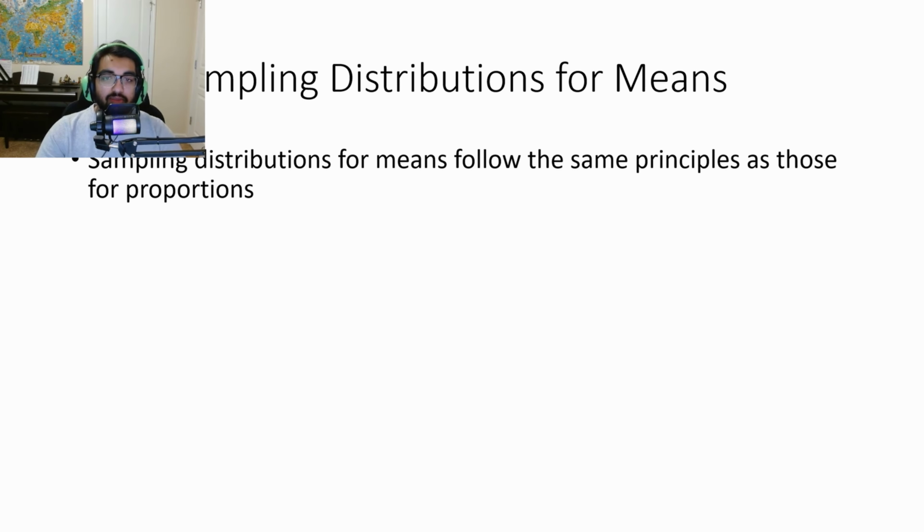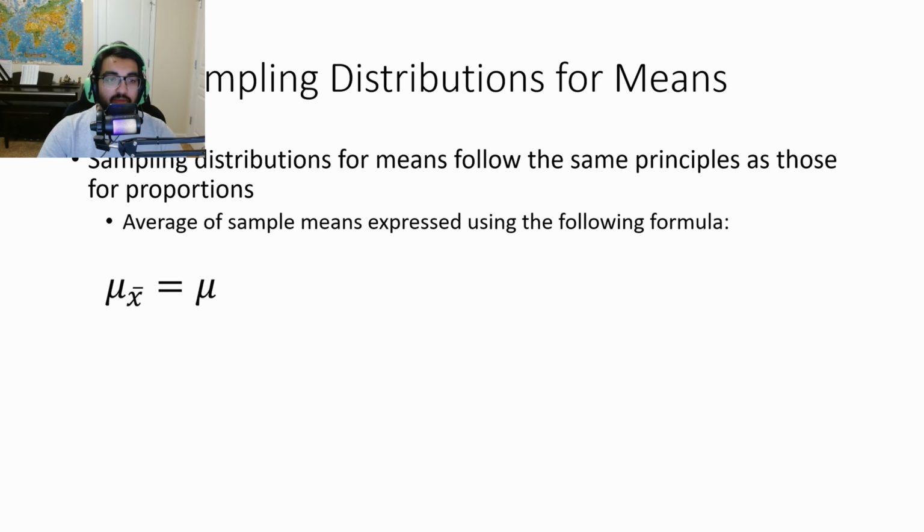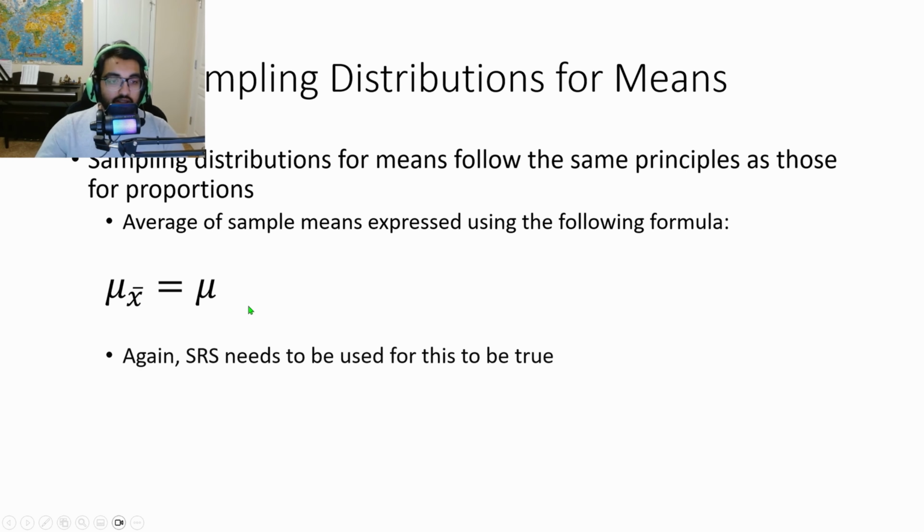Let's move on to sampling distributions for means. Sampling distributions for means follow the same principles as those for proportions. It's just going to use some different formulas. The average of sample means is expressed using the following formula. Mu sub x bar equals population mu. So again, SRS needs to be used for this to be true. Basically, the average of all your sample means is going to be equal to the true population mean.